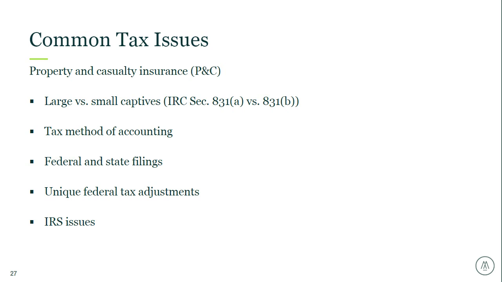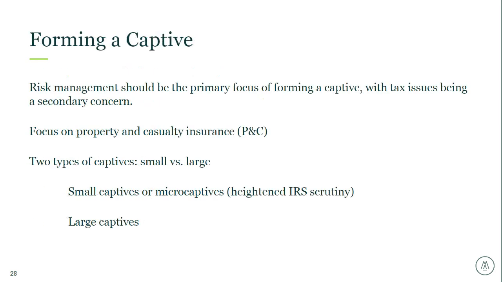We're going to go through a little bit of the tax methods of accounting, focus on federal and state filing, some of the unique federal tax adjustments, and then what some of the IRS concerns are around certain captive arrangements. So when forming a captive, risk management should really be the primary focus, and the tax issue should be a secondary concern. There are tax benefits, and we'll go through those now.